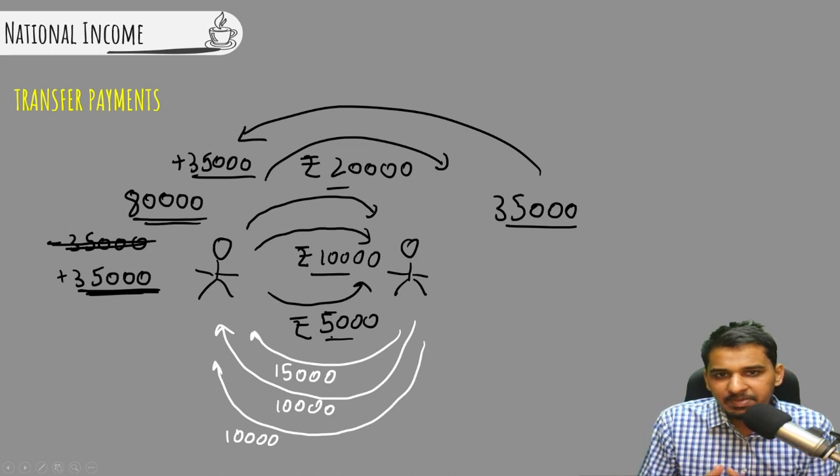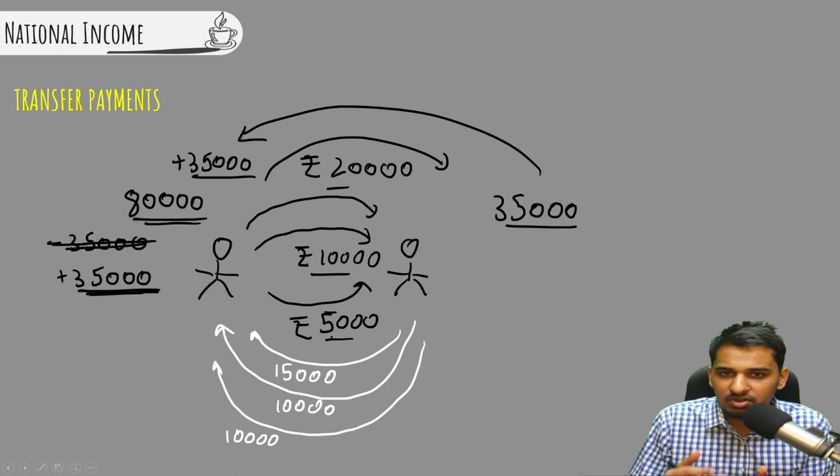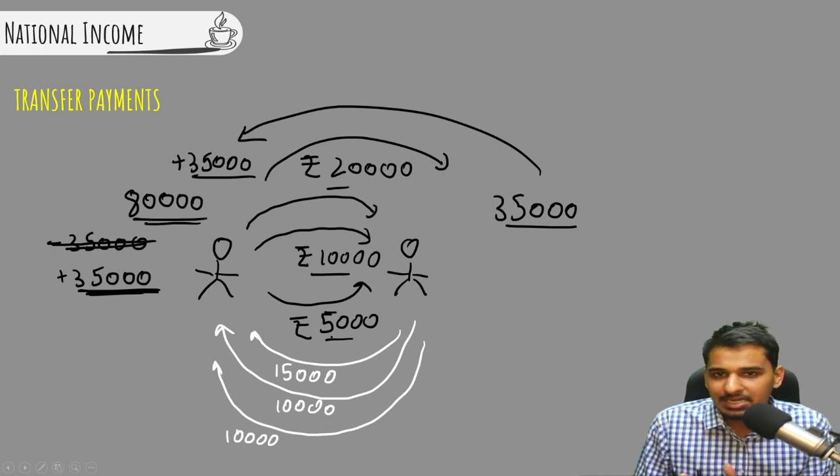So when you transfer payment from one person to another person, when no economic activity is happening, when you are transferring it for, say, some gift, for some aid or something like this, this is known as transfer payment, and this will not be calculated in any case.